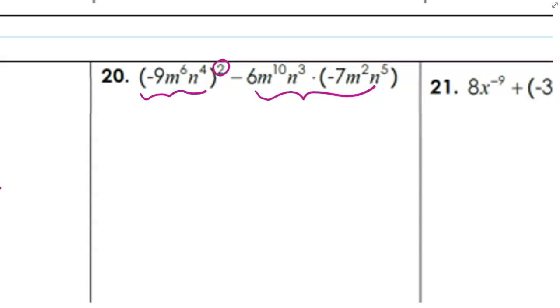And that's 2 terms. So -9 raised to the 2nd power. Don't forget to put parentheses around that -9. It's going to make a huge difference. M, 6 times 2 is 12. N, 4 times 2 is 8. Okay. We have a negative and a negative, so that's going to be a positive.